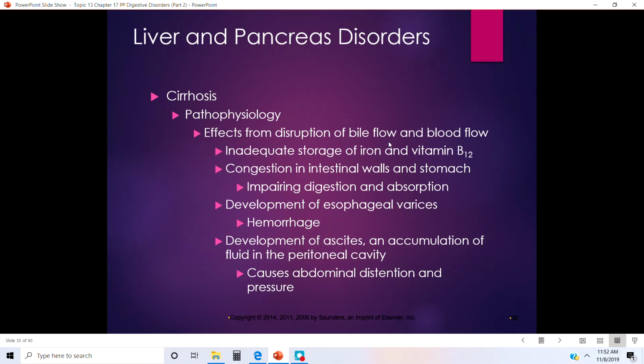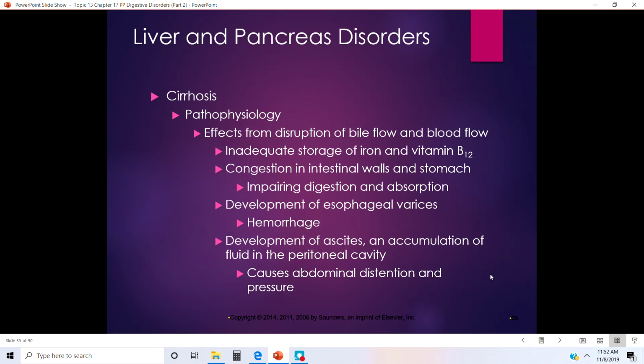Some other things, again, we're still looking at things related to blood flow and bile flow disruption. Inadequate storage of iron and vitamin B12, right? The liver has the ability to store these substances. Congestion in the intestinal walls and the stomach also impairs digestion and absorption. I'll explain that in a picture we're going to look at in a moment.